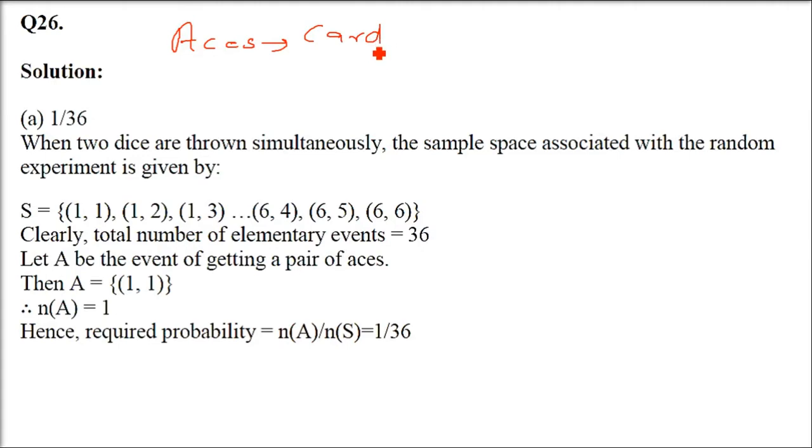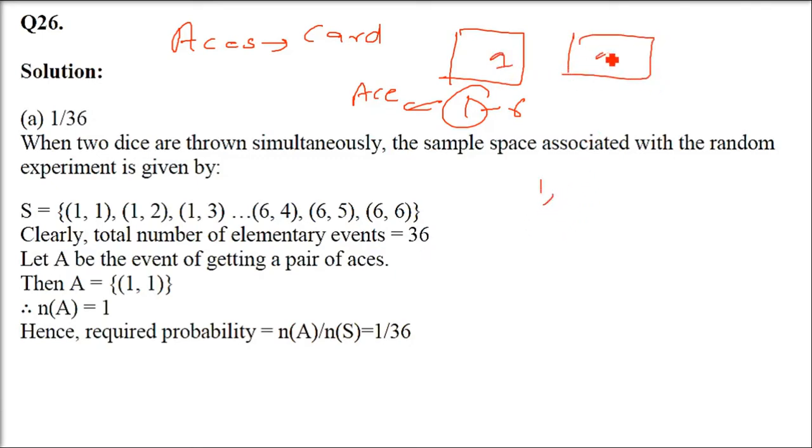But this is not the case in this question. Here the aces are different. Aces are 1 and 1. 1 is also called an ace. In a die, it will give you result number from 1 to 6. This 1 we are calling it as ace. So in both the dice, 1, 1 should come. Here also 1, here also 1. So this is 1, 1.